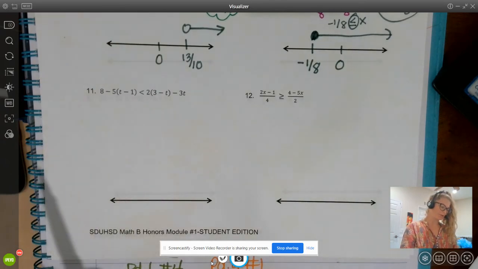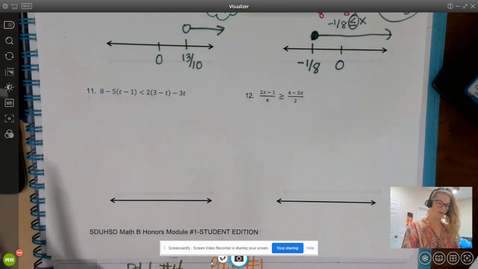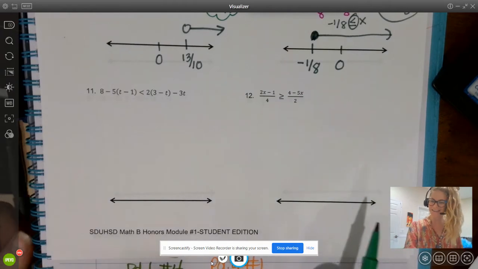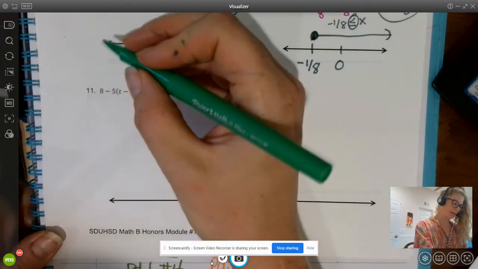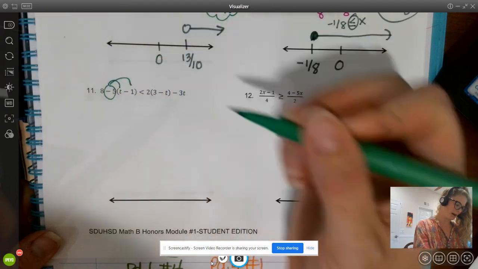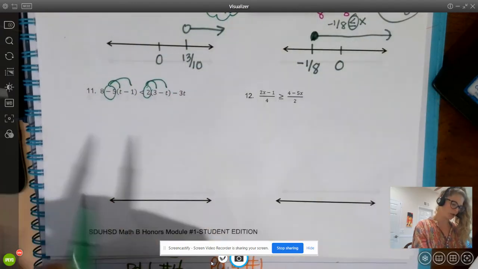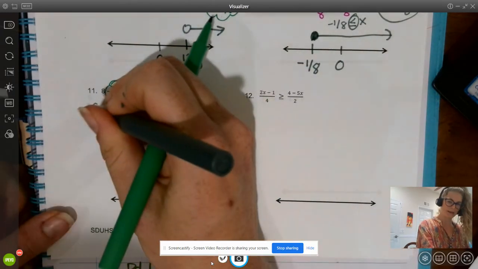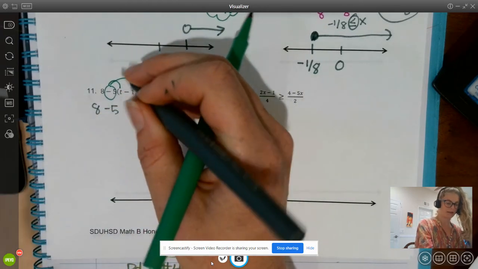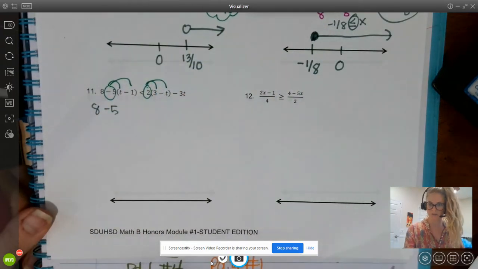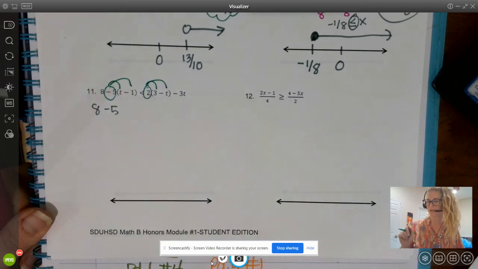Hopefully you were able to do these on your own and you're just checking your answer. Good job. So from here, be really careful because I do need to distribute this -5 and I also need to distribute this 2. So when I do that, I end up with 8 minus 5t. Be careful with t's, you guys. I mean, some variables really look like other numbers or math symbols, so just be careful.